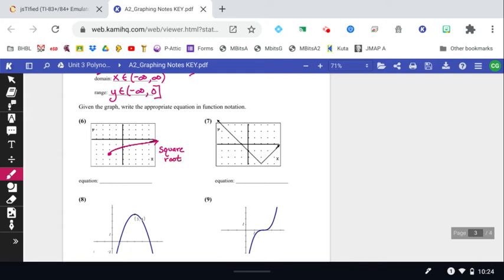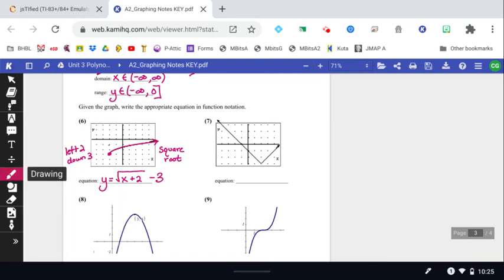But notice that our starting point, instead of being 0, 0, went left 2, down 1, 2, 3. Right, so we went left 2, down 3. So our equation, we can use y or f of x. Since we went left 2, we're going to say x plus 2. Since we went down 3, we're going to subtract 3 from the bottom.